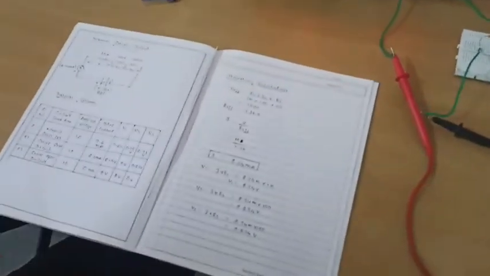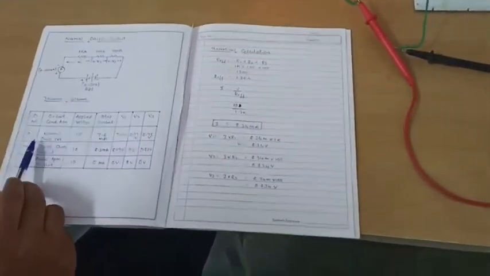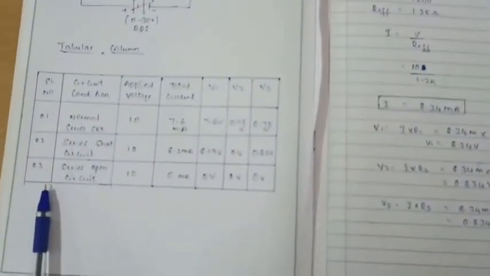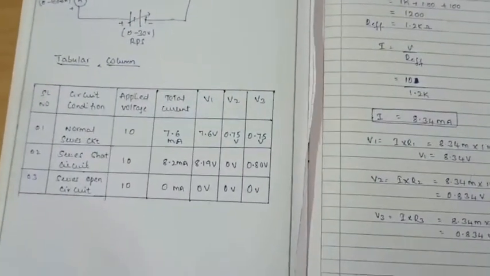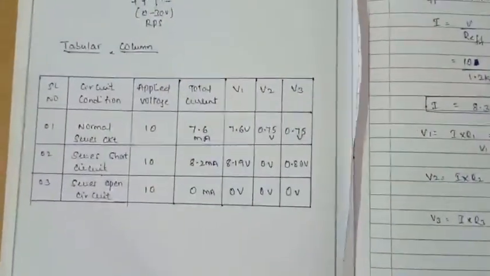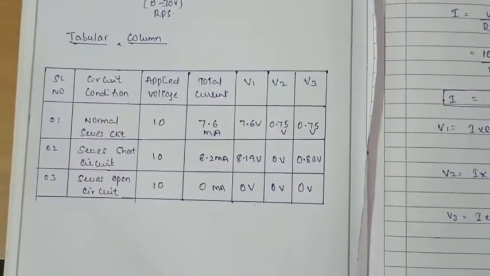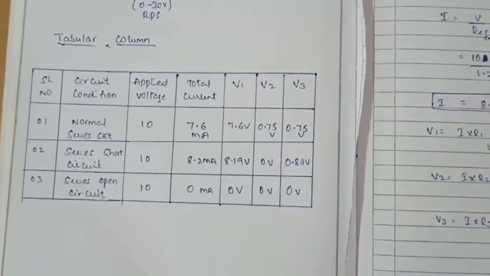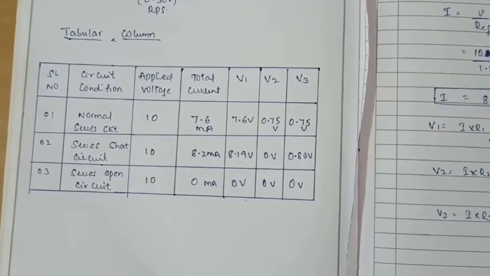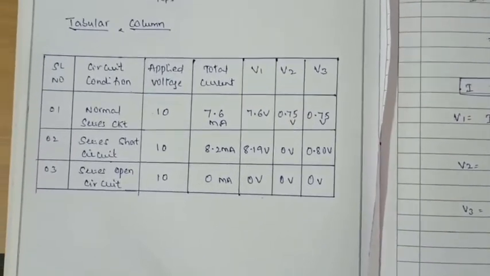Now we have completed the tabular column. The first one is the normal series circuit, the second is the series short circuit, and the third is the series open circuit. I hope you understood how to conduct an experiment on a series circuit under three different conditions: normal working of a series circuit, series short circuit, and series open circuit.